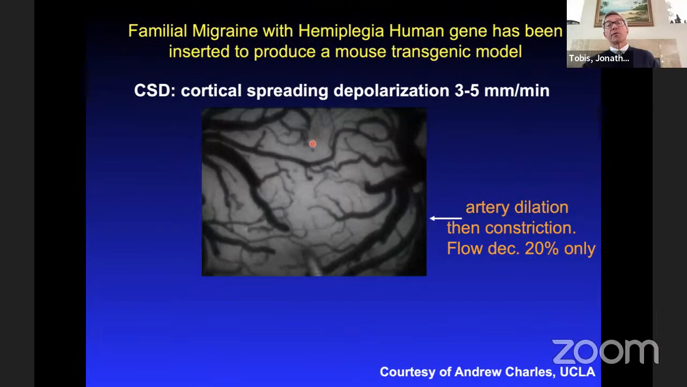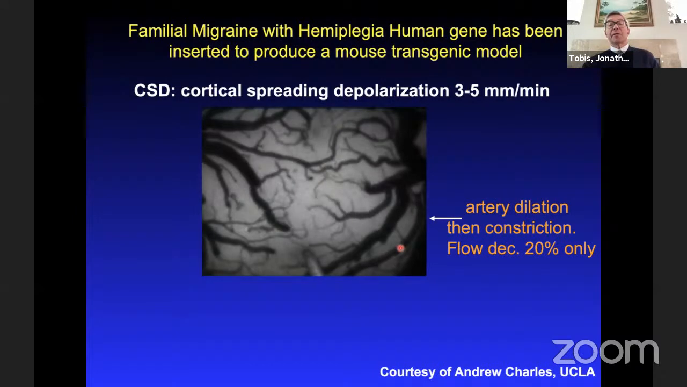This is a cortical spreading depolarization. This is faster than it actually goes. It's about 3 to 5 millimeters per minute anyway. But it's a visual phenomena that you can actually see. In addition, you can see the arterial vasodilation and then constriction.